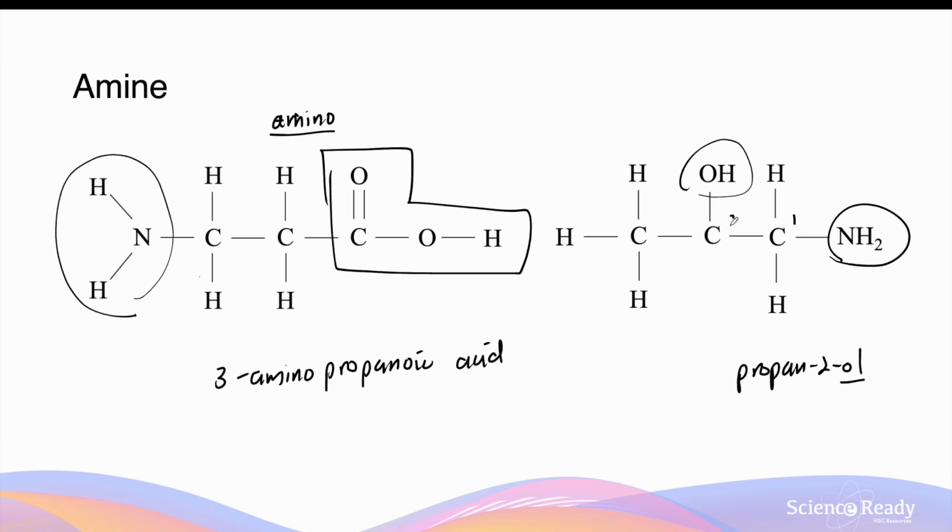If we count the molecule from right to left, 1, 2, 3, the amine will be on the first carbon. So this is 1-amino propan-2-ol.